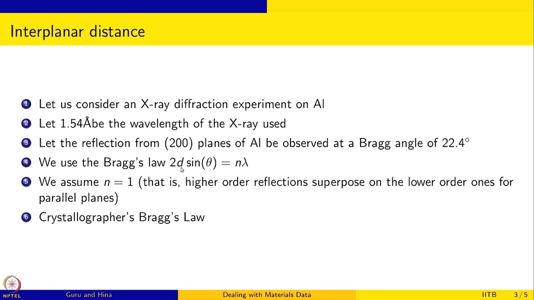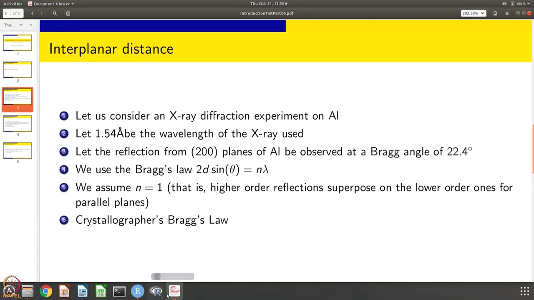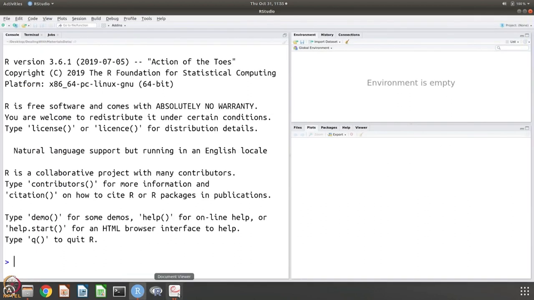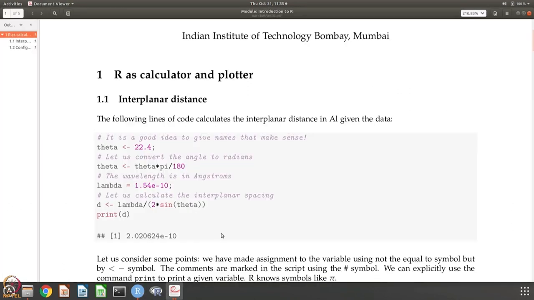So the answer is very simple. It's just a simple calculation. So we are going to use R as a calculator. We want to calculate d, which is nothing but lambda by 2 sin theta, right? So let's do that. And for doing that, let me also open my notes.